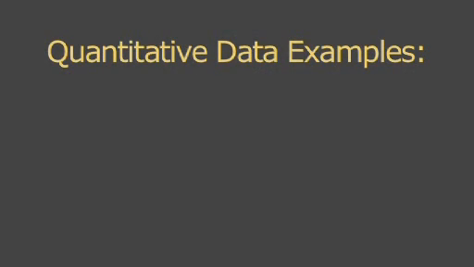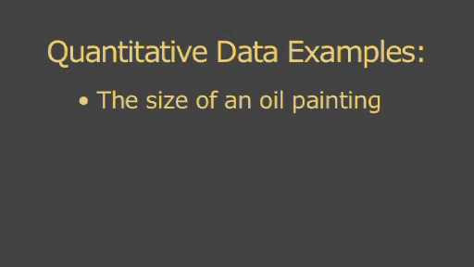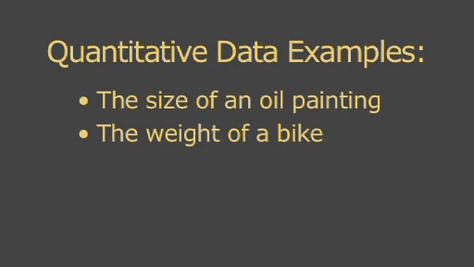We have quantitative data when we assign a real number to each member of the population under study. An example of quantitative data would be the size of that oil painting, or the weight of your friend's bike. I have a video that might help you to understand how qualitative data is different from quantitative data.